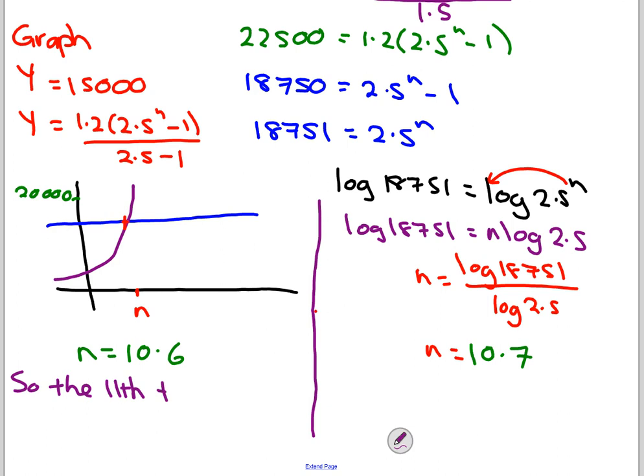So in the answer scheme, they'll say a mark for maybe this, and they'll say 10.6 or 10.7, because they'll be aware that there's two methods you could have used. But then you'll have to realise that it's the 11th term.